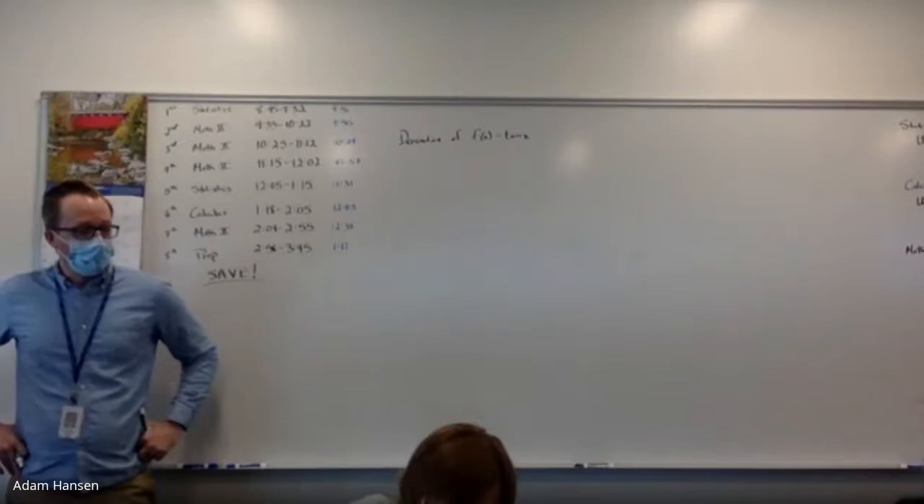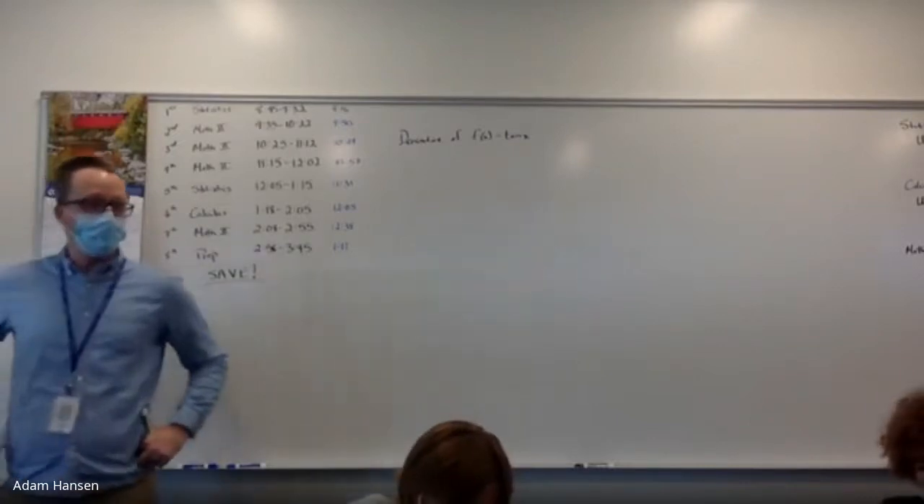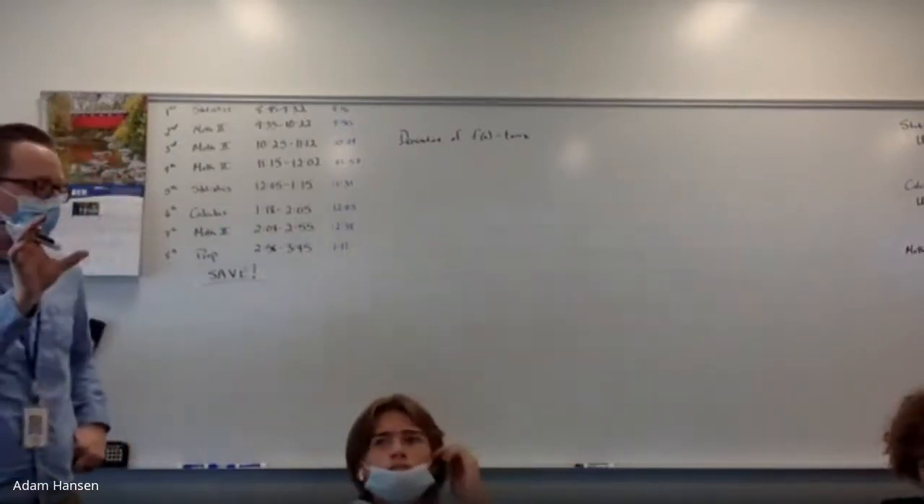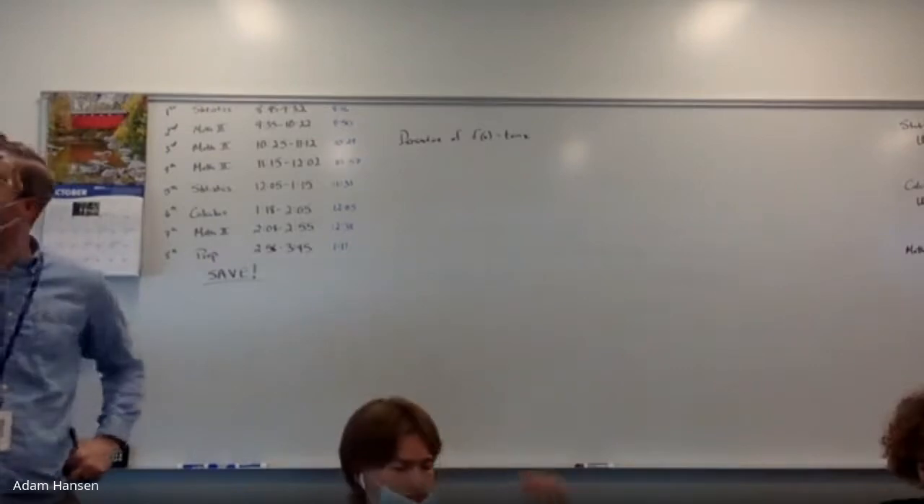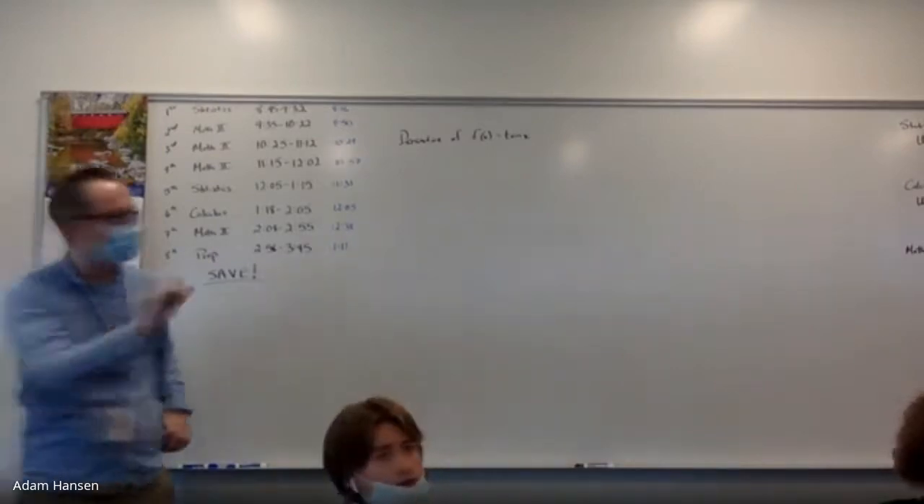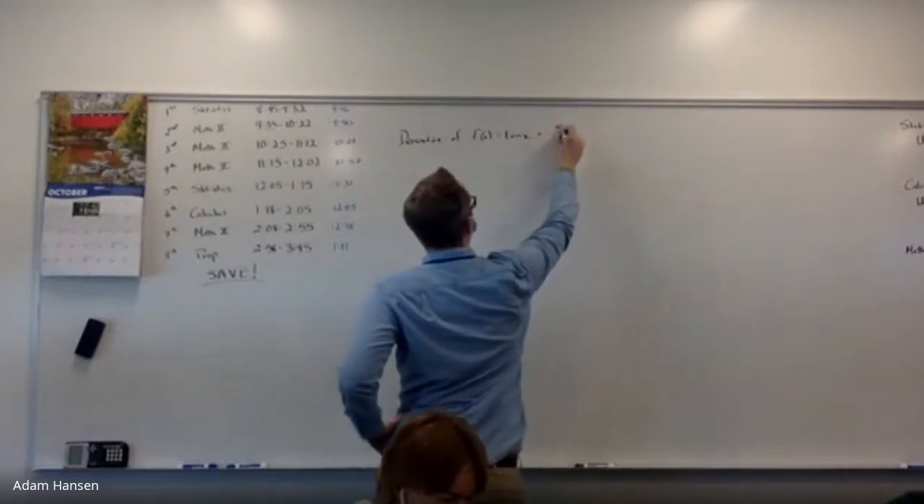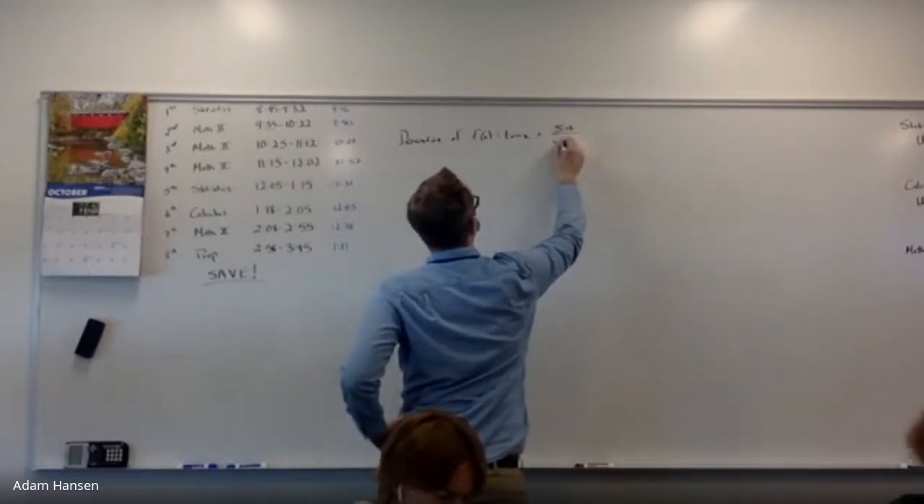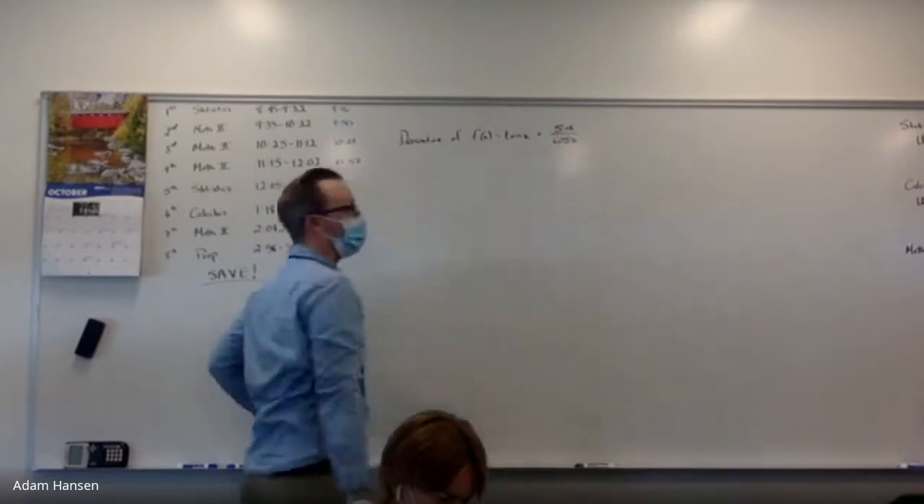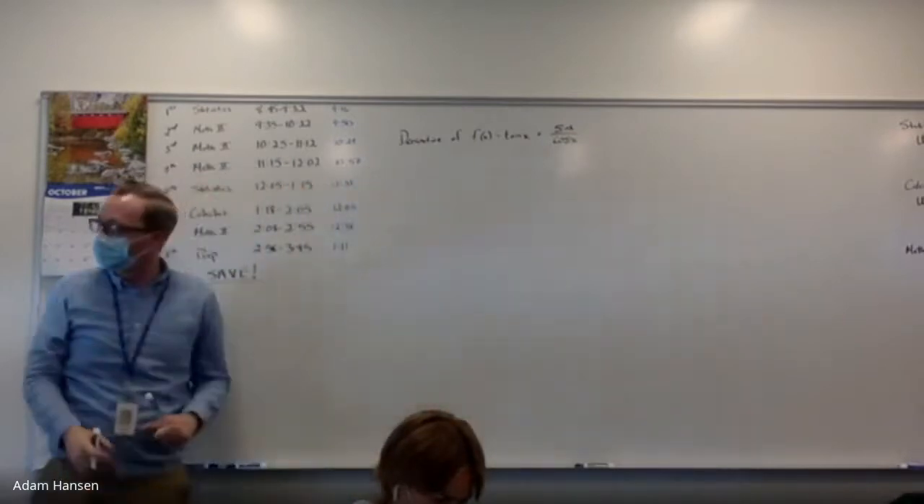Quotient rule is for the derivative of a function written as something divided by something. So tangent x is what divided by what? Sine over cosine. So I'm going to write tangent as a quotient, sine x over cosine x. And let's apply quotient rule to that function.